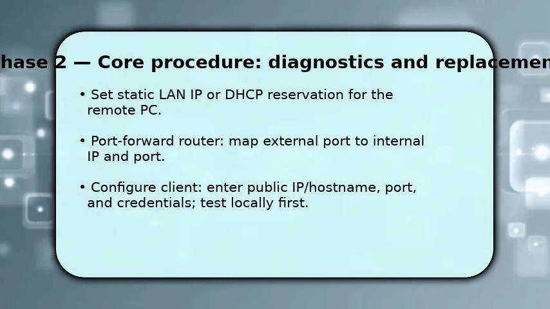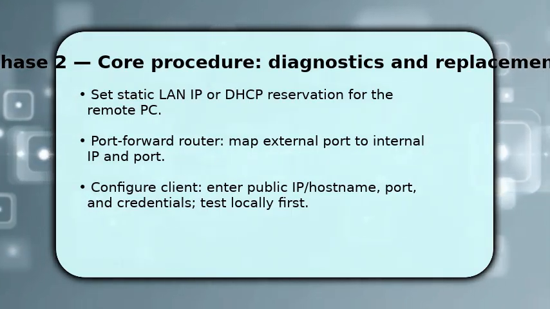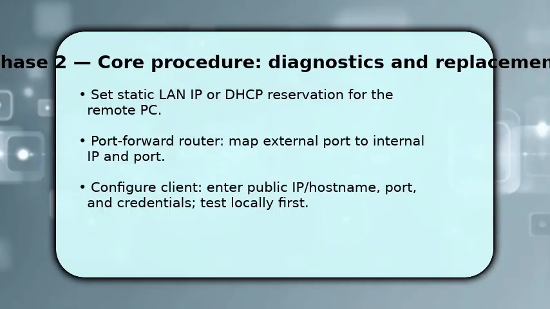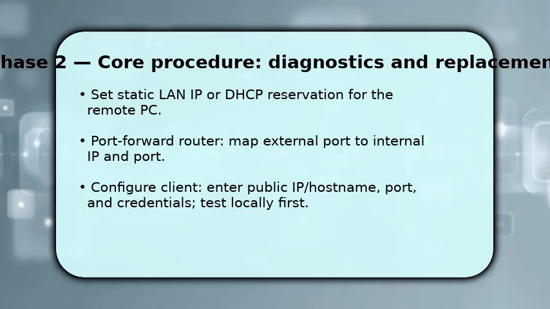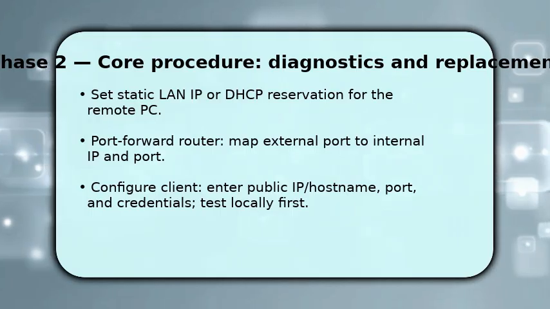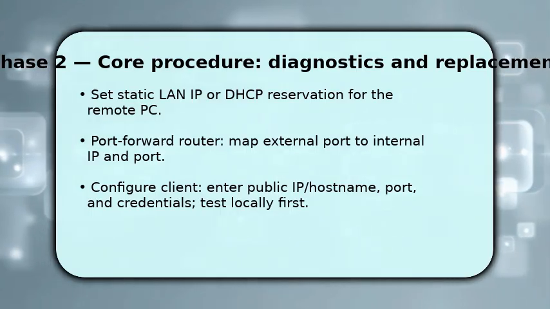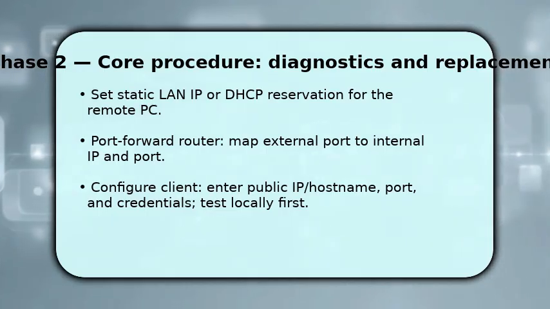Next, you lock in the network details. Assign a static LAN IP or create a DHCP reservation so port forwarding stays valid. Then map the router. Forward an external port to the internal IP and the service port. Choose a non-default external port for safety. Once done, adjust the remote software to accept connections on that port and verify firewall rules.